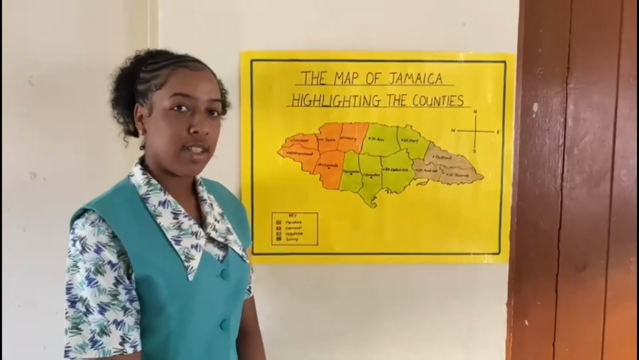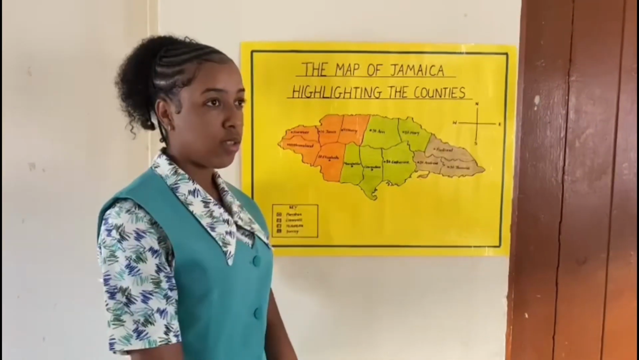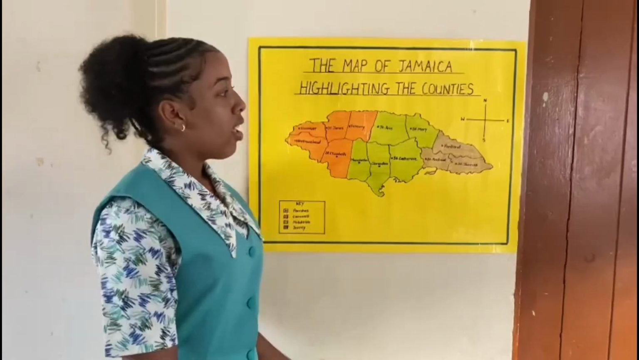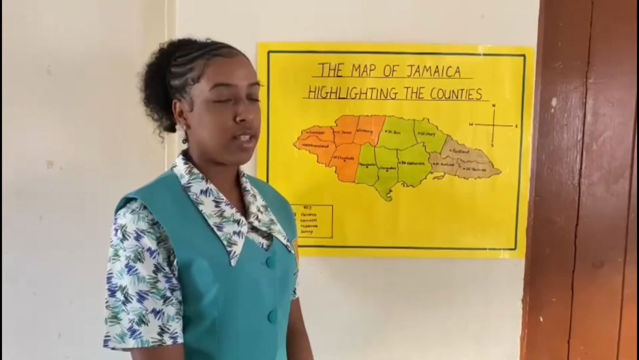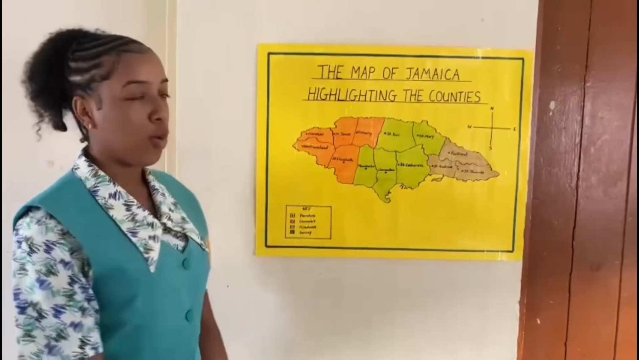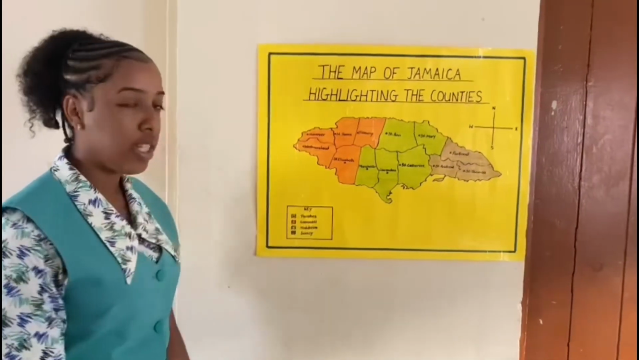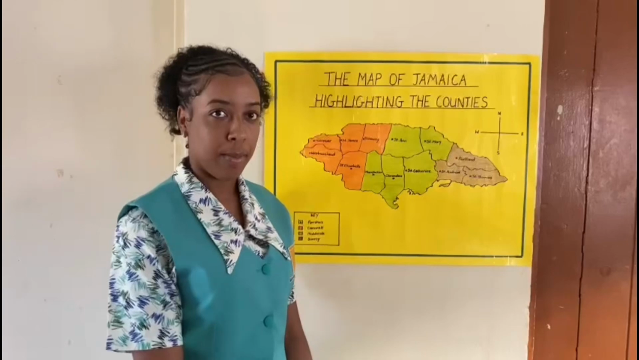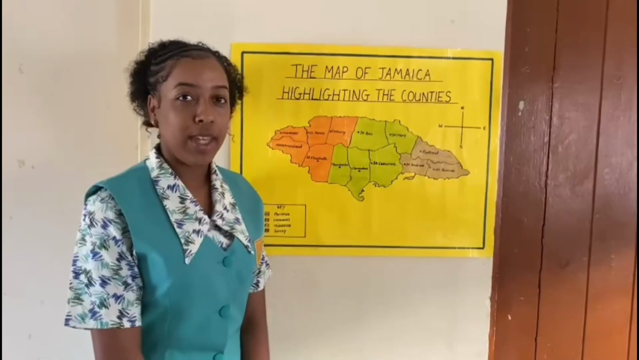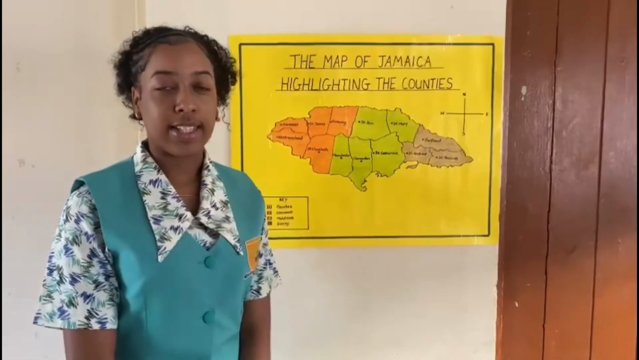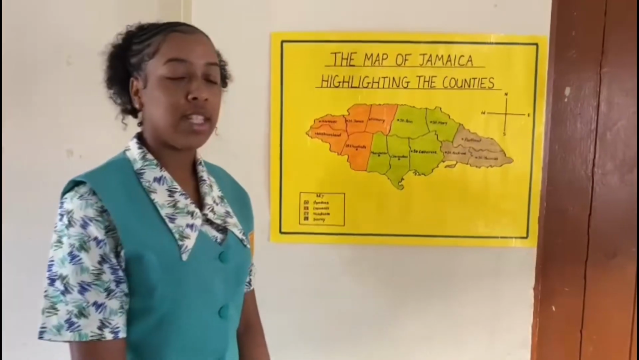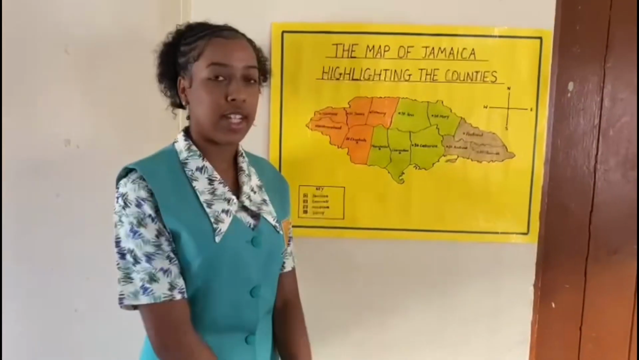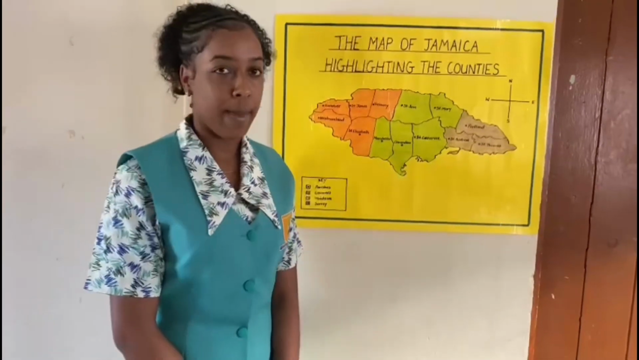So in a social studies lesson about Jamaica's counties, the chart can be used as a visual guide in helping students to locate the different counties along with the parishes that are located in them. It can also be used in the evaluation aspect of the lesson, where students are asked to match the different parishes with the counties in which they belong.